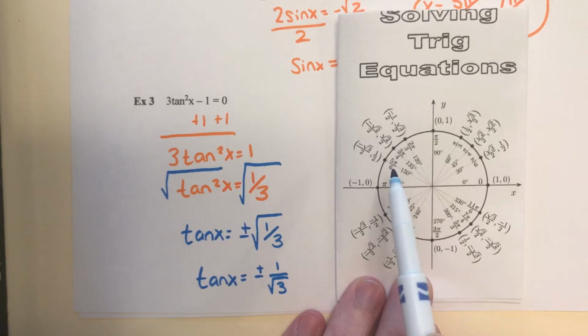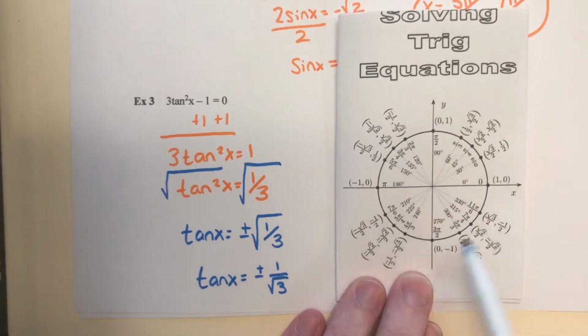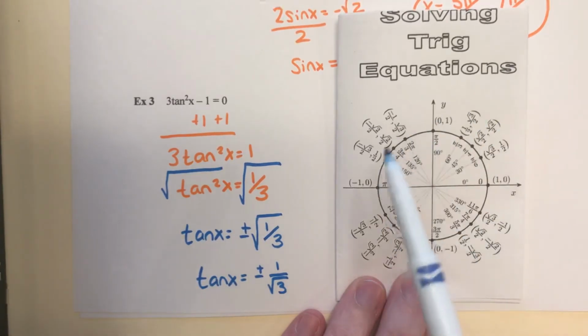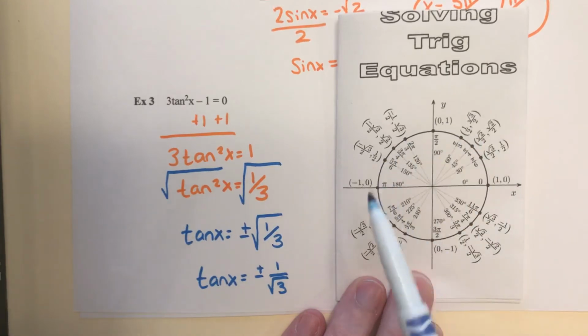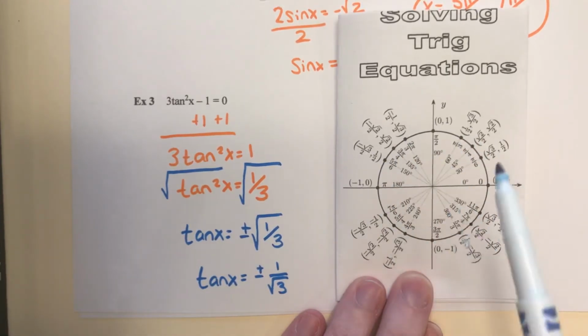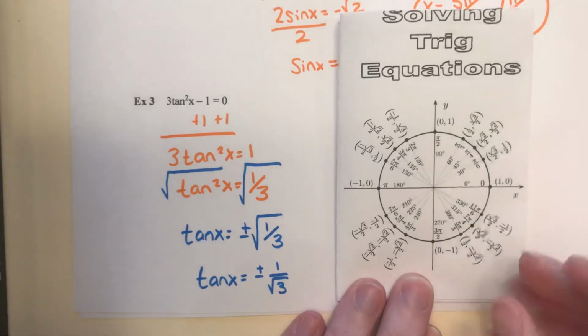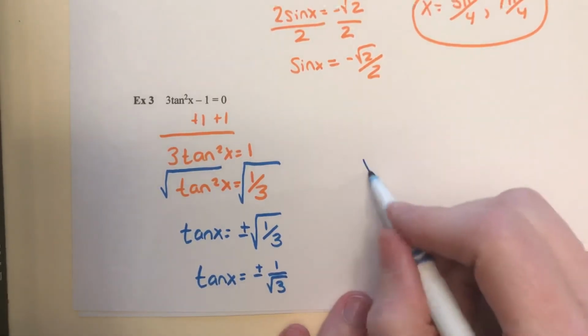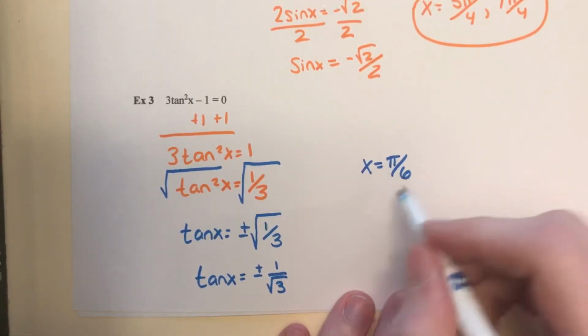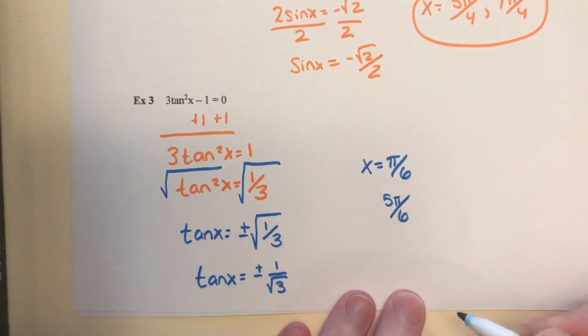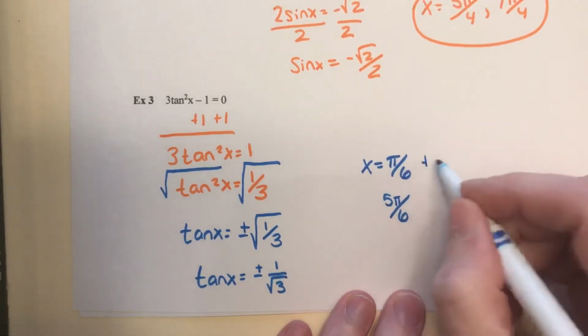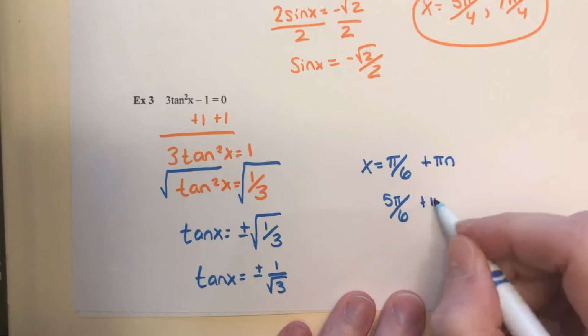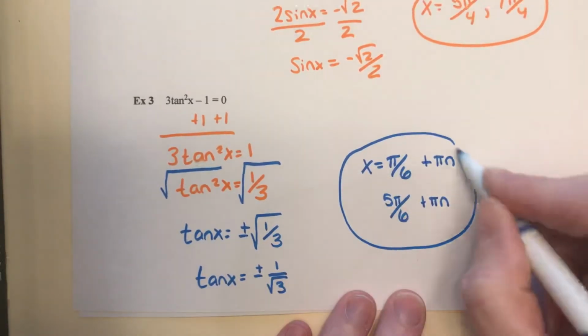Now, tangent repeats every 180 degrees. So I don't have to go in the third and fourth quadrant because here's where tangent occurs from 0 to 180. Then it repeats itself again and again and again. So I'm going to just write the answers down from 0 to 180, and then I'll add something to it to show all of the possible answers. So we've got pi over 6 and 5 pi over 6. And to show that tangent can have an infinite amount of answers and that it repeats every 180, I'm going to add a pi n to both of these. And that adds in all of the extra answers that you could possibly have.